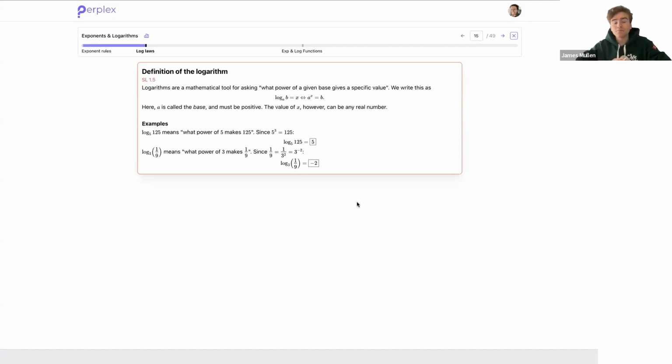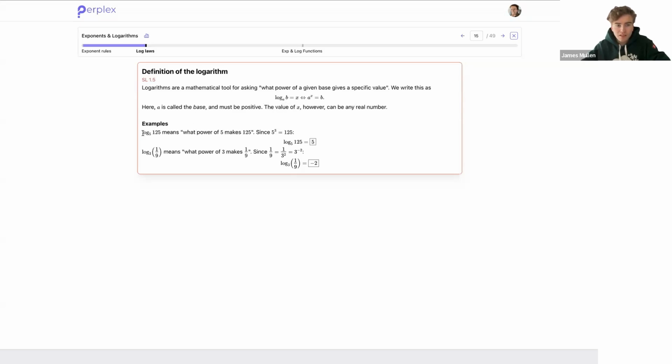Now, what am I saying when I do that? Basically, when I use a log, I'm trying to find the exponent that would have made something true. I'm trying to find what exponent I can put on a to get b in this case. So a to the power of x gives me b, and so log base a of b is x, okay? And the base must be positive, because you can't raise a negative number to anything other than an integer, because that would be doing the equivalent of a square root. So the value of x, however, can be any real number.